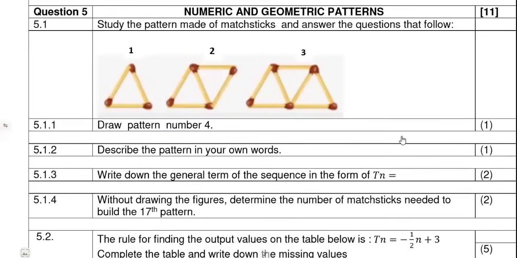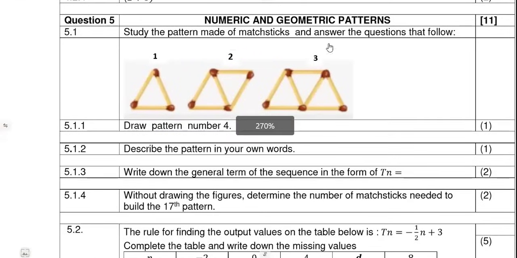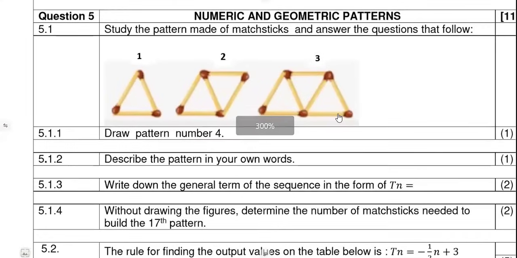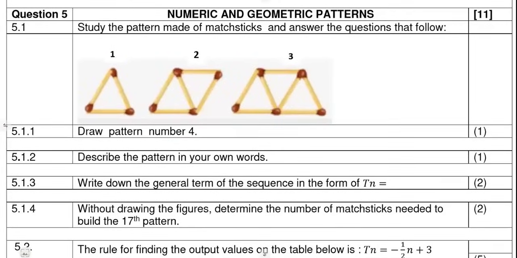Then another question. Question number 5 was on numeric and geometric patterns. I just worked this one recently. Unfortunately, we did not manage to do as many questions, like do more revision question papers. We're going to also find time to work on that one. But as an introduction, I talked about this. So given this, we are asked on 5.1: study the pattern made of matchsticks and answer the questions that follow.